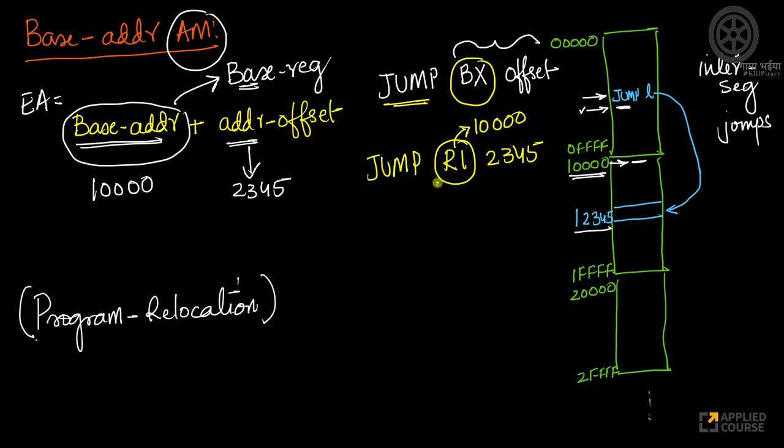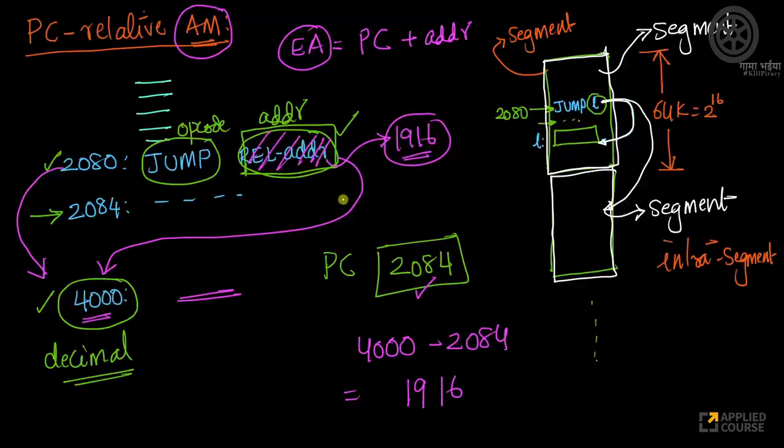Now this addressing mode is your base address addressing mode, or it's also sometimes referred to simply as based addressing mode, because we are using the base address of the segment itself. So what does it do? It takes this address, adds this offset, and this will determine where you have to jump to. Very simple concept.